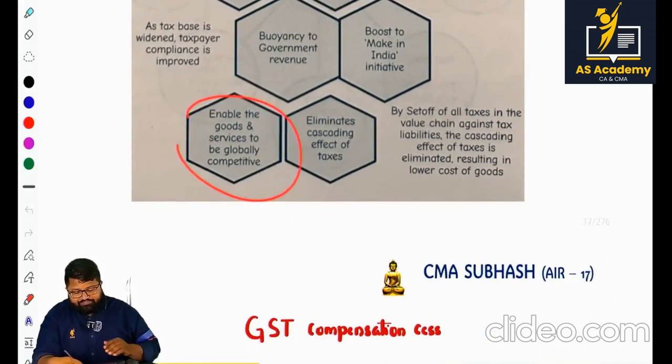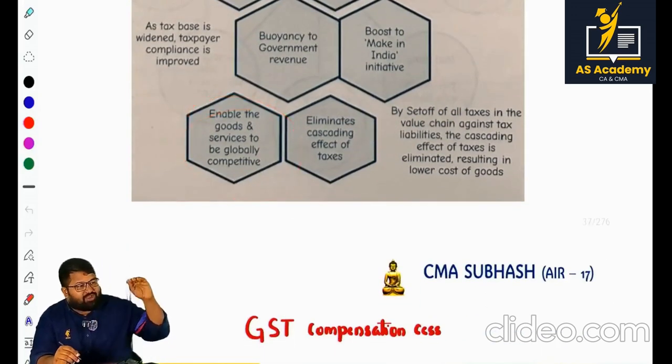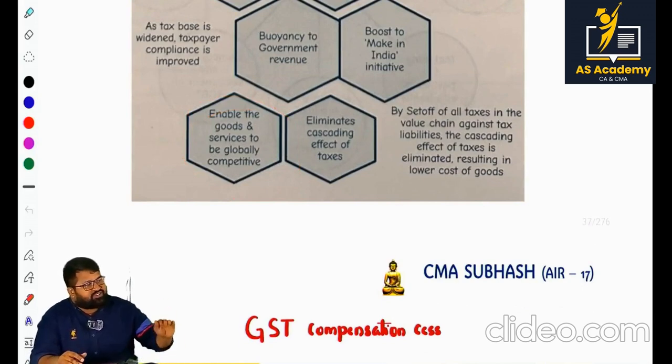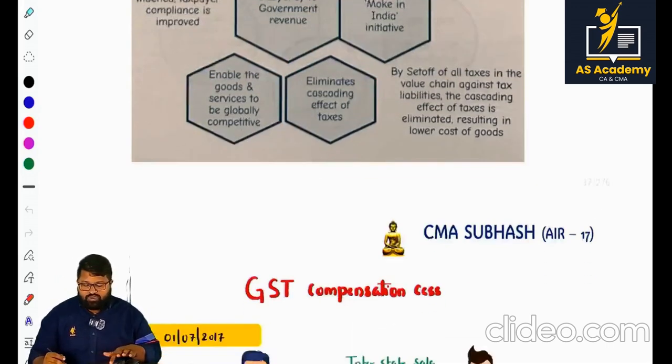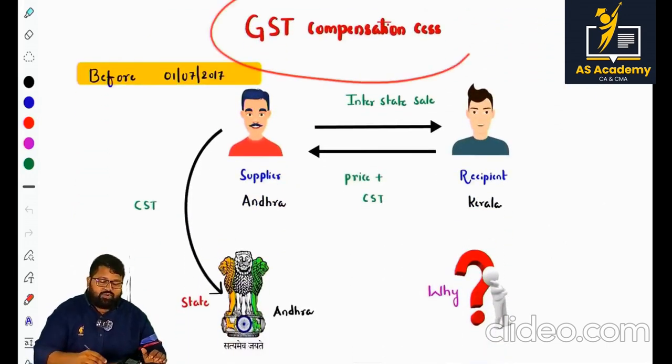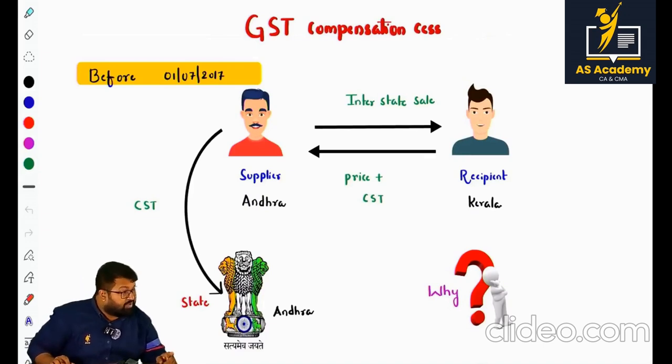What is the next one? Sir, our taxes are coming down, so automatically prices come down, and automatically we can compete globally, basically. Okay. What about the next one? Cascading effect is removed. What is the next one? GST compensation cess. Earlier, what was the basic thing earlier?